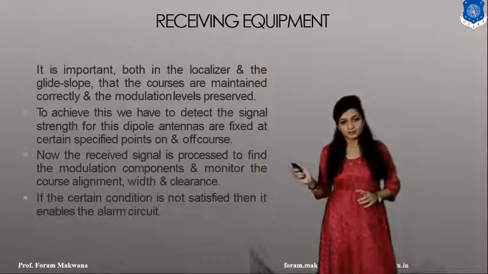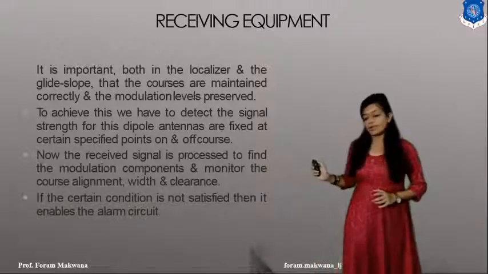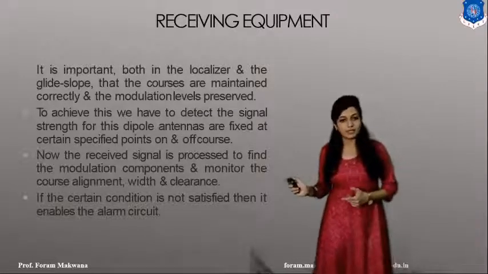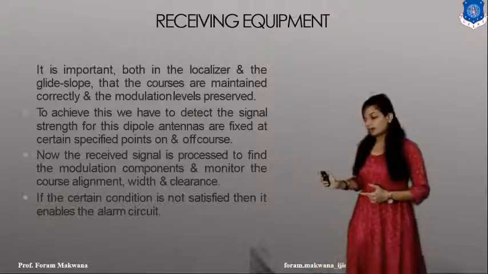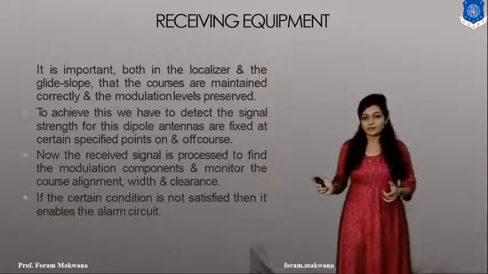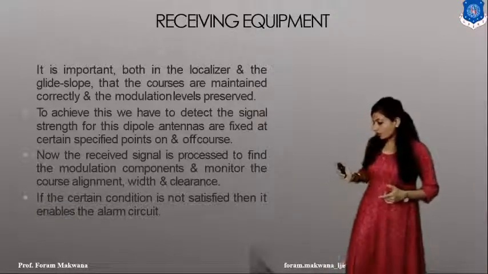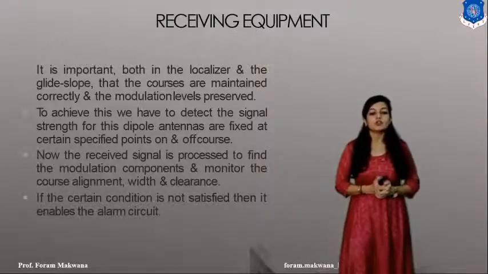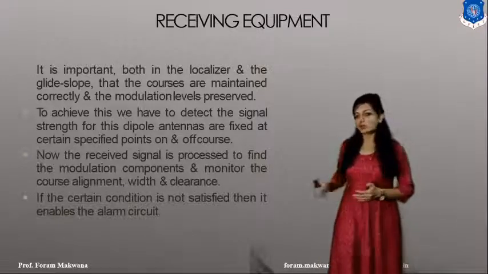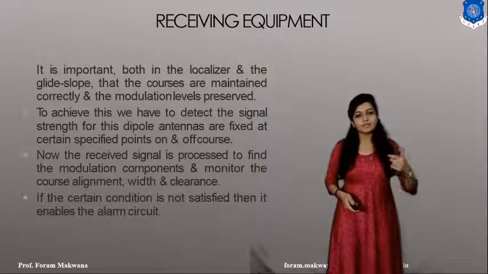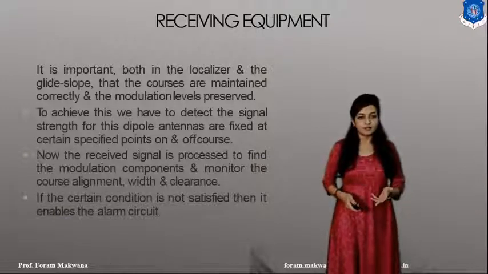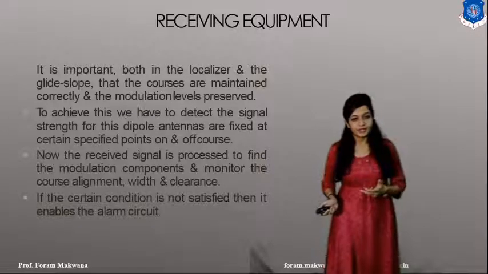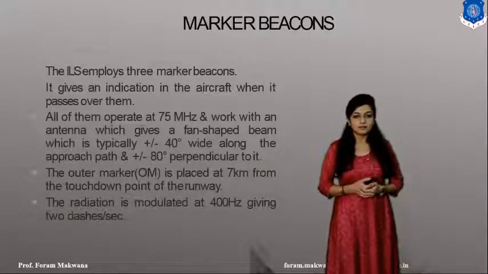So to achieve this, first we need to identify the strength of the signal for this dipole antenna, which is going to be fixed at certain points. Okay, so now the received signal is going to be processed to find the modulation components and to monitor the course alignment, width and the clearance. Okay. So if a certain condition is not met, then it enables the alarm circuit.